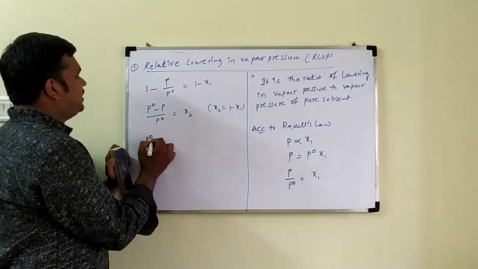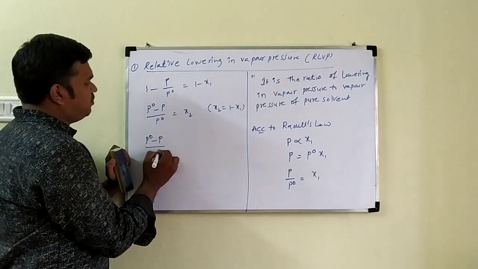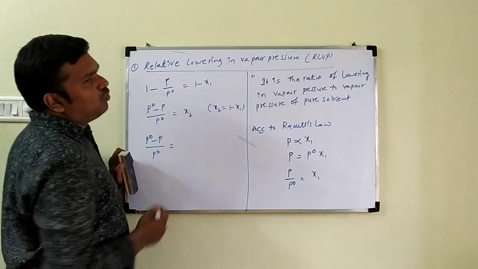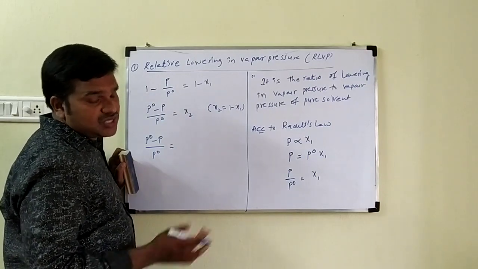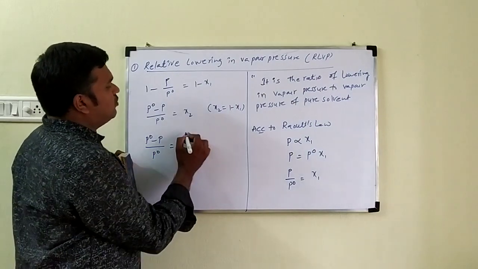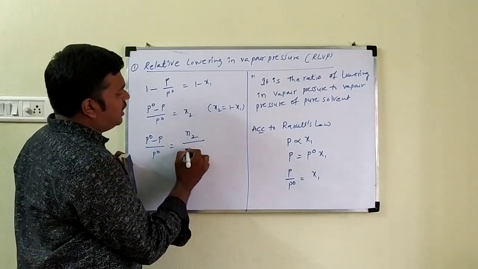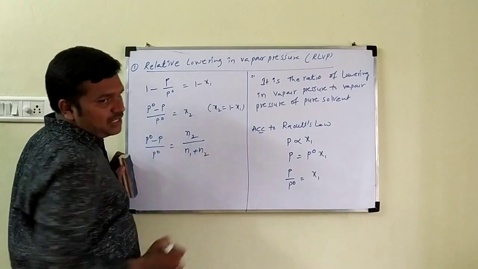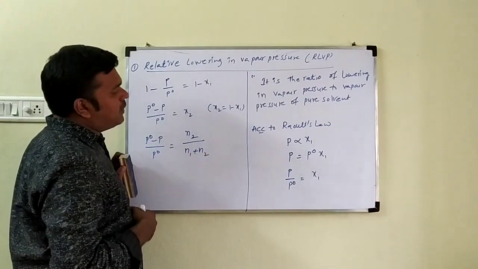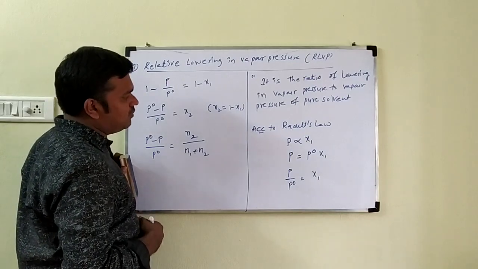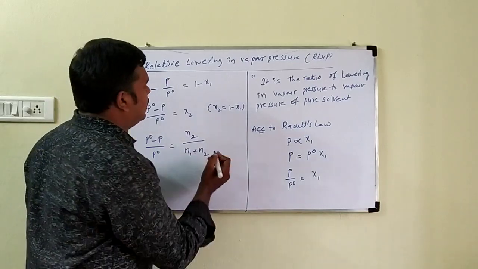Now from this I write here P naught minus P by P naught is equal to, you know, mole fraction, number of moles of one component by total number of moles of all components only. From this I want to write here N2 by N1 plus N2. What is N2 here? Number of moles of the solute. What is N1? Number of moles of the solvent.